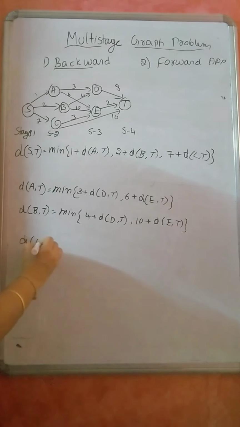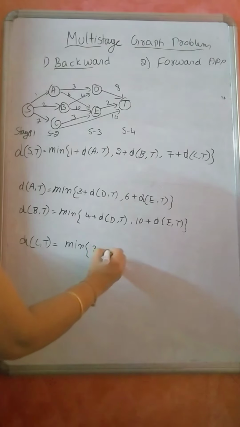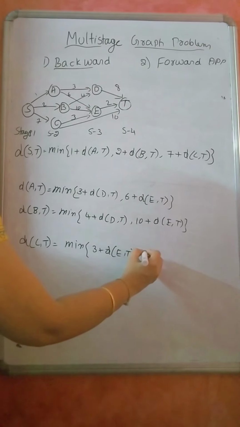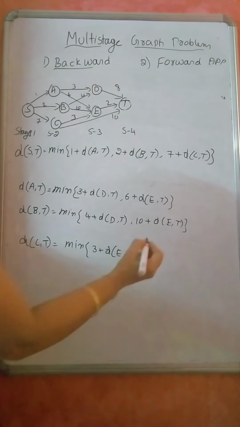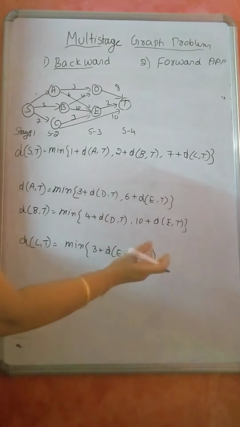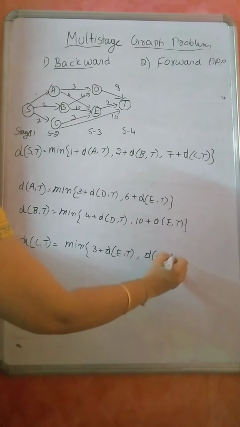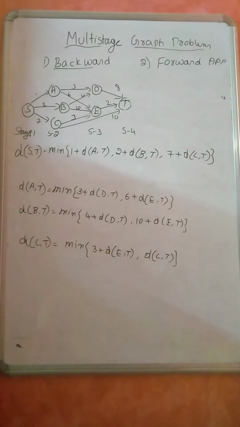After this I have to compute the distance from C to T, which is the minimum. How many outgoing edges are there from C? 2 are there. So it is 3 plus distance from E to T. The other one is a direct distance, which is 10, that is distance from C to T. So whichever is minimum, you find that.